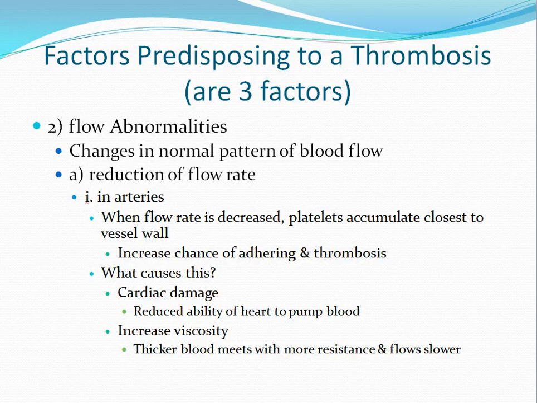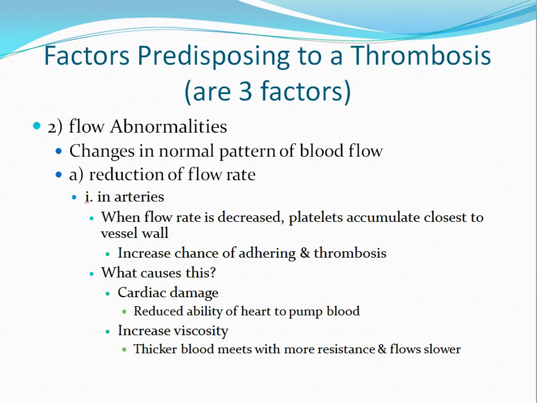One change in the normal pattern might be due to a reduction of the flow rate. In arteries, when the flow rate is decreased, platelets will tend to accumulate closest to the vessel wall. As they accumulate, this increases their chances of adhering to each other and, as a result, will increase the likelihood of a thrombosis beginning to occur.